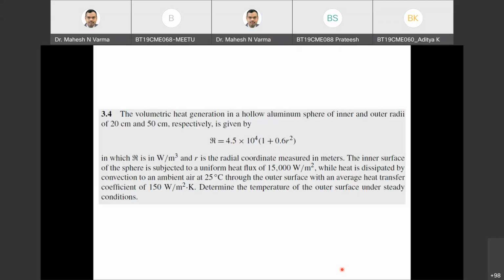Anybody got the answers? Yes, sir. What is the answer? 92.25 degrees centigrade. Very good. I think it is correct. So we'll see.